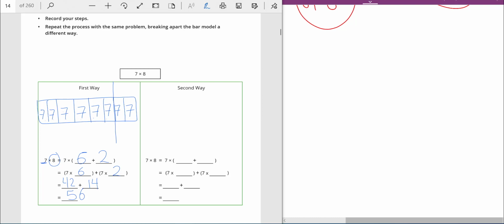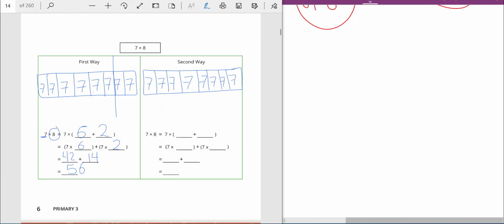Second way, by using a bar model also. So we draw a bar model with 8 squares. We can distribute in another way here. Now if we have 4 sevens here, and 4 sevens here, so 4 plus 4. Now 7 times 4 and 7 times 4.